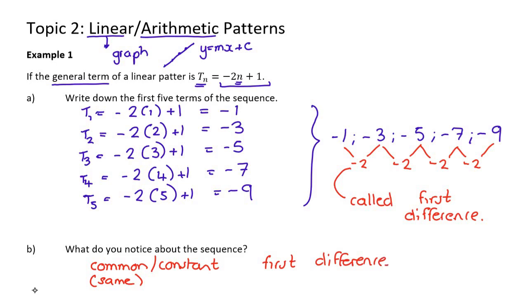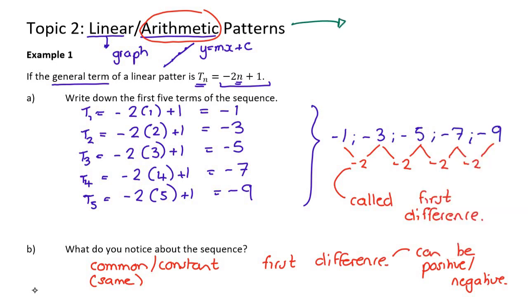Now that's why these patterns are called arithmetic, because arithmetic means to add something. So we are basically adding negative 2 every time here. Now your difference can be positive or negative. There's no rules about it only being positive. So we could be adding 2 every time. In this case we are subtracting 2 every time. But most importantly, linear or arithmetic patterns always have a constant first difference. So that's how you tell if something is linear or arithmetic, same thing.